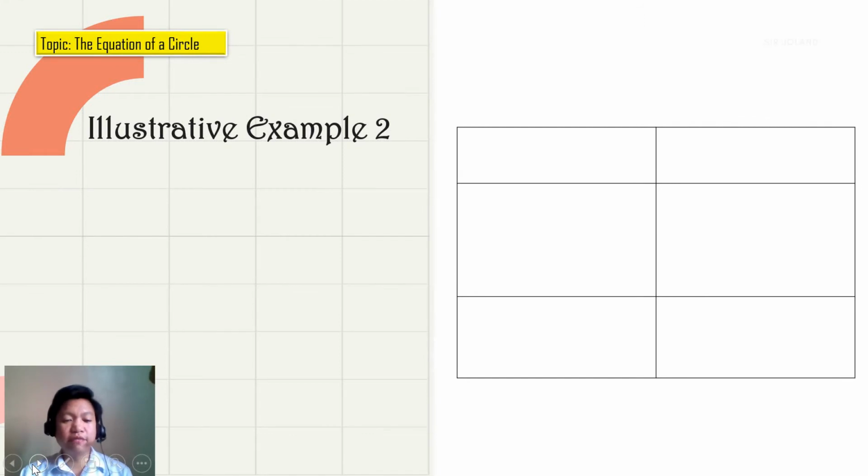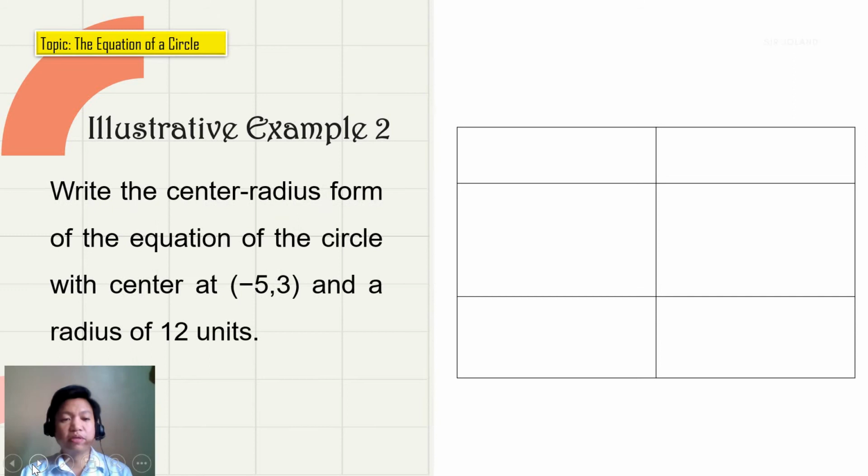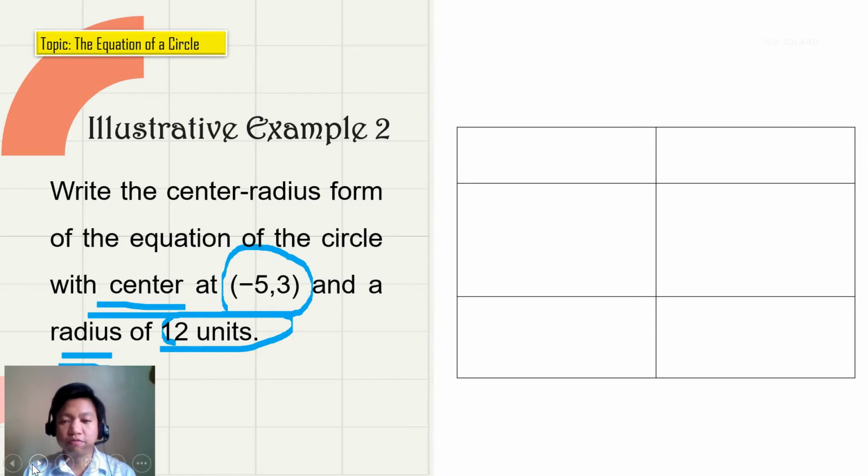Okay, next. Let's have our second example. For our second example, write the center radius form of the equation of the circle with the center at negative 5, 3 and a radius of 12 units. So kailangan natin, ano ba ang center natin? So ang coordinates niya is negative 5, 3 and ang kanyang radius is 12 units. So ito yung mga importanteng given na kailangan natin to solve this problem.